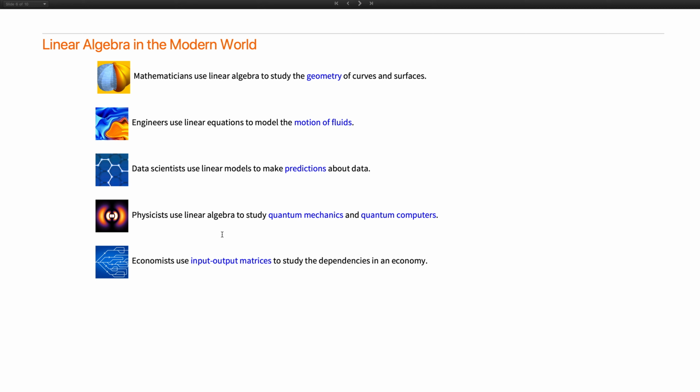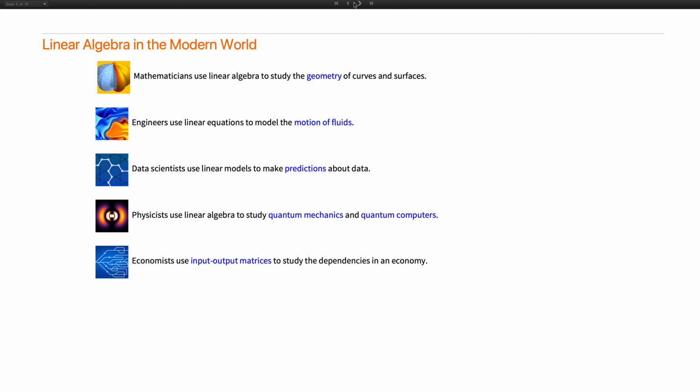And finally, it's not just the sciences, but the economists have always used linear algebra for doing things like input-output matrices. And in fact, a lot of modern linear algebra came around because of these applications. So not only have the applications been big users of linear algebra, but they actually have driven the modern development of the subject. So linear algebra is very much an applicable subject in the modern world.